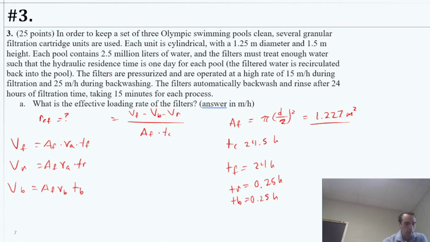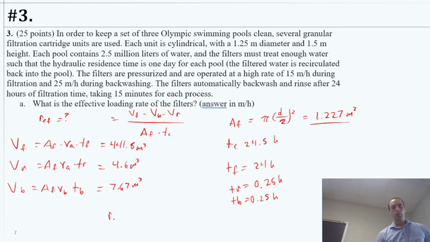And so when we solve these with those units in place, we should get 441.8 cubic meters for the filtration, 4.6 cubic meters for the rinsing, and 7.67 cubic meters for the backwash.